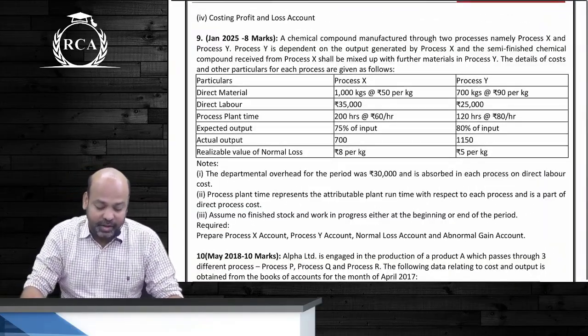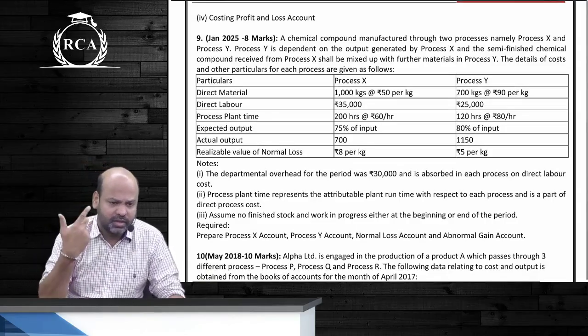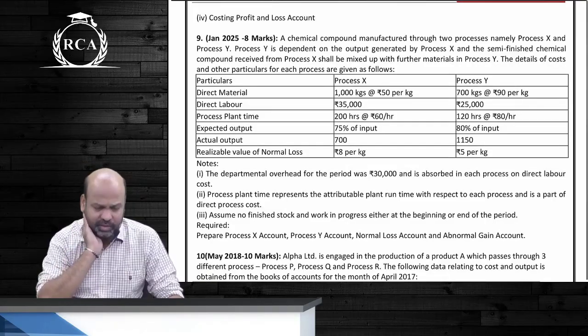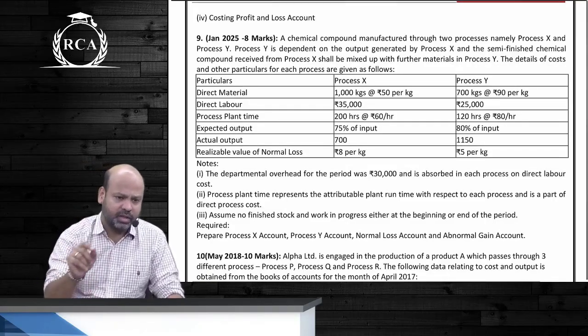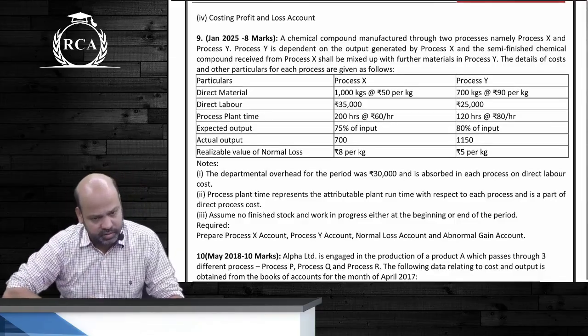9th one, guys. A chemical compound manufactured. Round it to 2 decimals. Anyway, when you balance the account, ensure that the account tallies, so adjust the whole amount into finished goods.